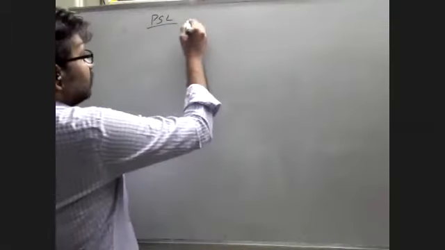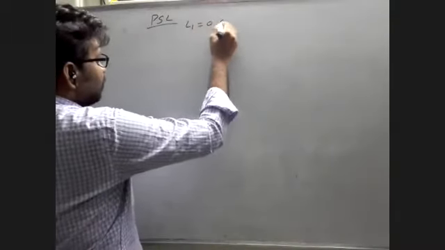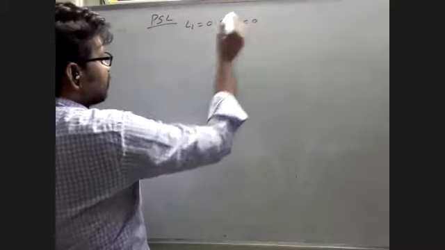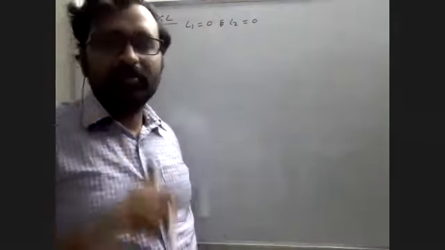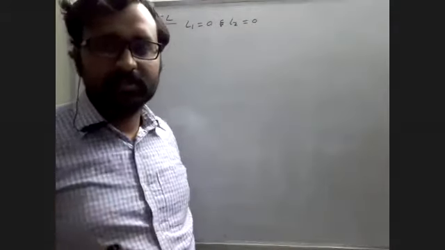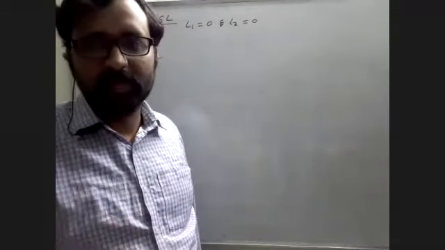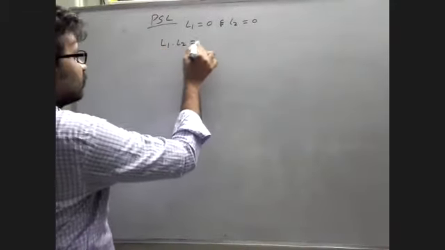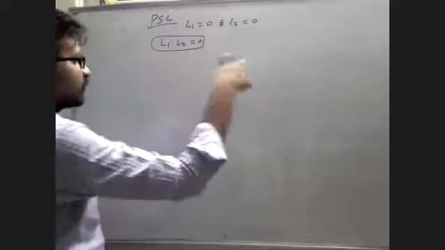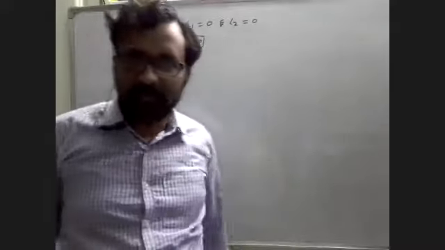Combined equation of pair of straight lines. L1 equal to 0, one straight line. L2 equal to 0, one more straight line. The product of these two is one more equation. That equation represents a pair of straight lines depending on some conditions. So we can write L1 into L2 equal to 0 is a pair of straight lines. Depending on some conditions, I will tell you what the conditions are.